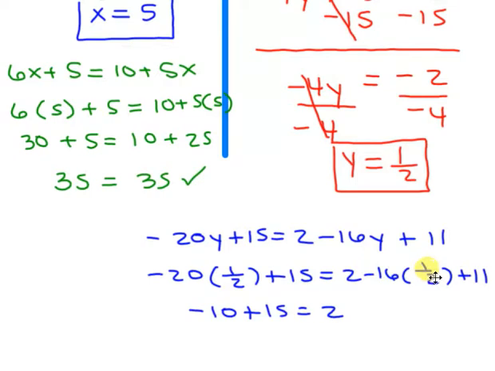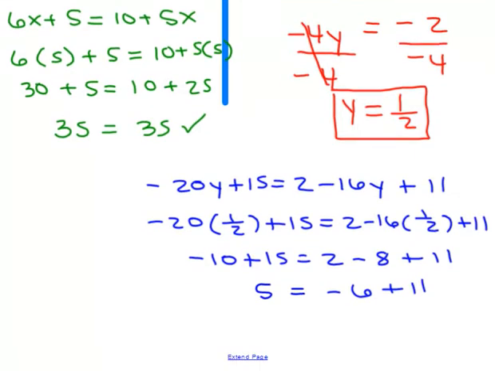What's negative 16 times 1/2? Negative 8 plus 11. So what's negative 10 plus 15? That's positive 5. Now 2 minus 8 is negative 6 plus 11. So we go one more step. And negative 6 plus 11 is positive 5. So our answer to this one checked out. So y equals 1/2.